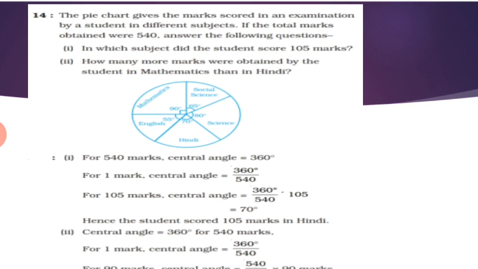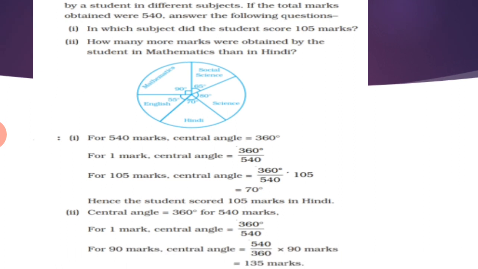First question is, in which subject did the student score 105 marks? Now, this is a different way of finding the pie. Your total has been given to you and your angle has been given to you. Now we don't know what is the frequency. We need to find the frequency here.